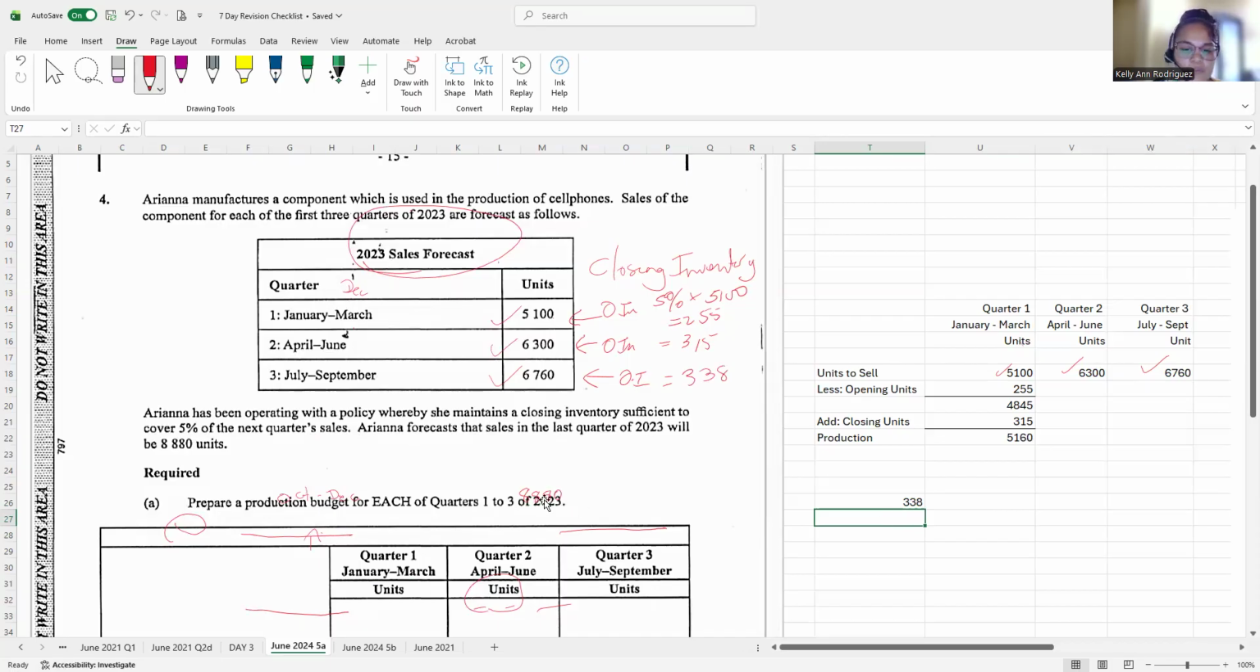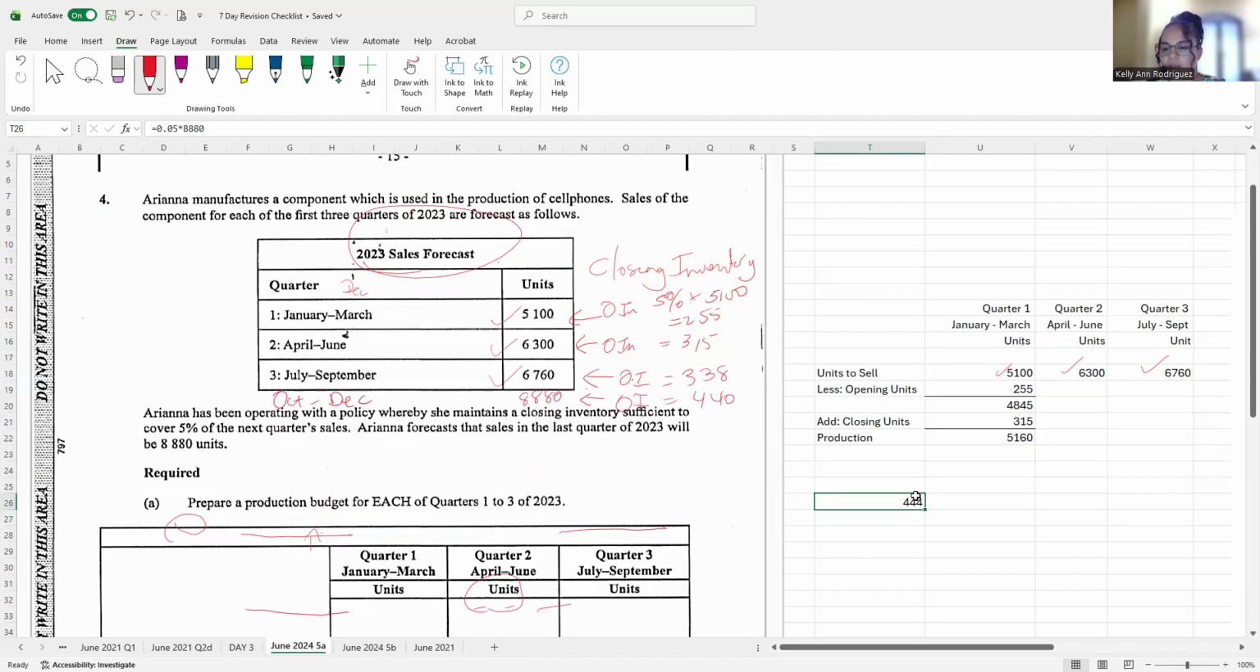And because I move around everything, this thing shifts down. So let's move it back up. So the last quarter, will we need it? Yes, we will need the last quarter. 5% of the 8,880 is equal to 444. So the opening inventory here will be 444.